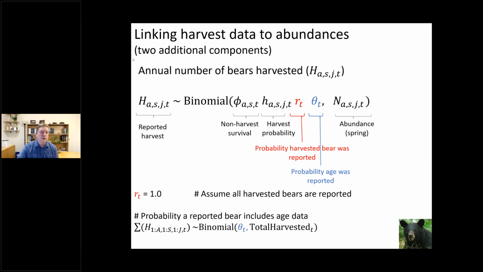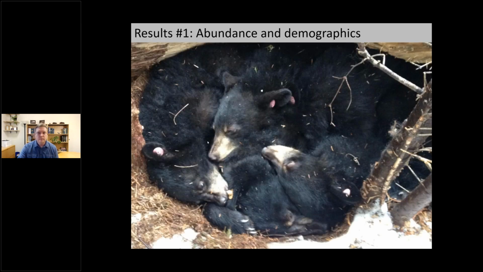So in the data set, it looks like there's a dramatic increase in the number of bears reported harvested with age. It was actually a function of this probability of age reported, not the total number that were harvested. With that being said, we built up this model in a Bayesian framework using JAGS, and we're able to directly estimate or derive these parameters. Everything I'll be showing after for estimates will be medians with 95% credible intervals.